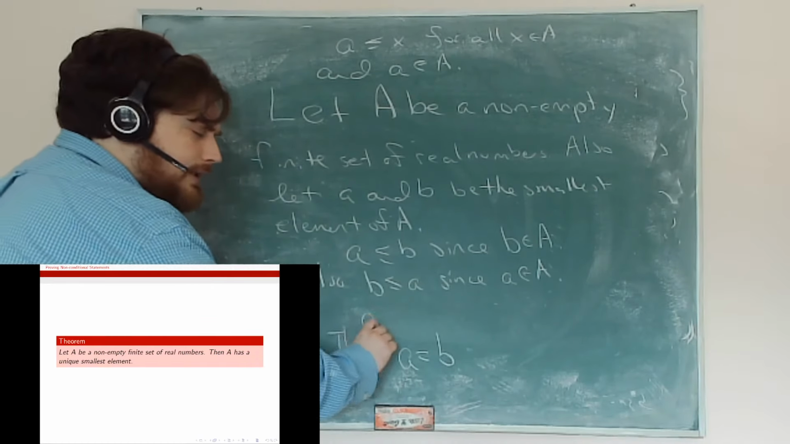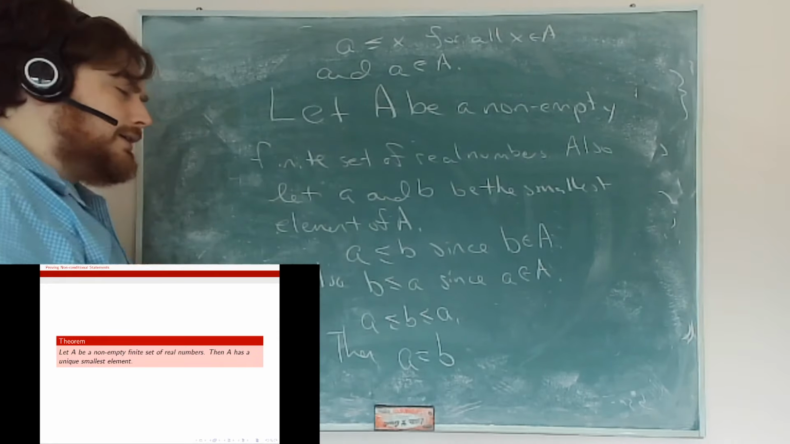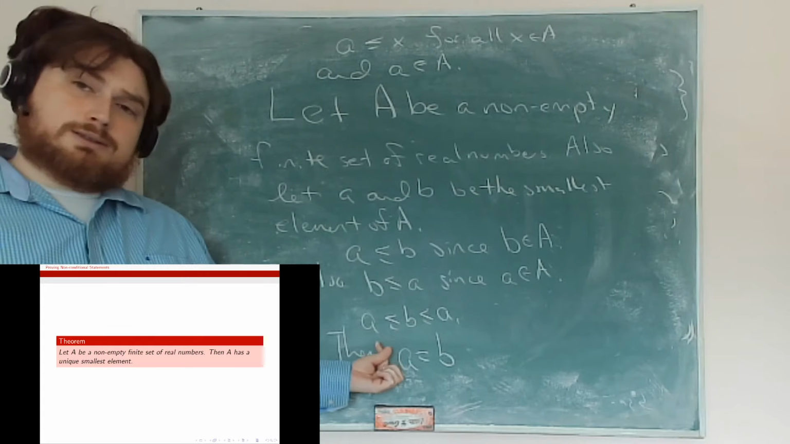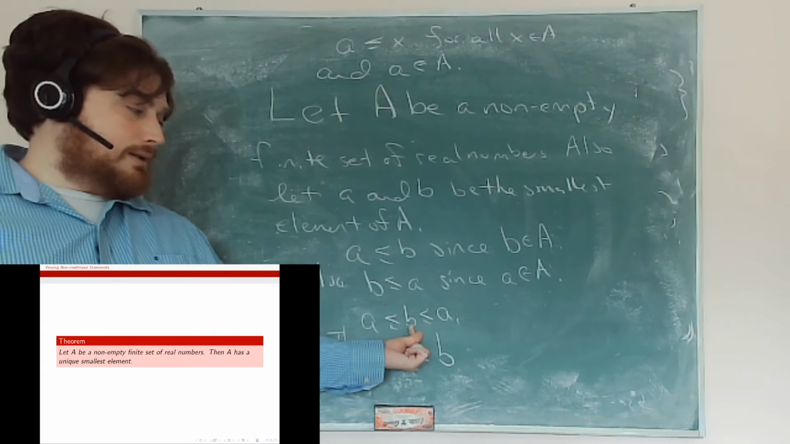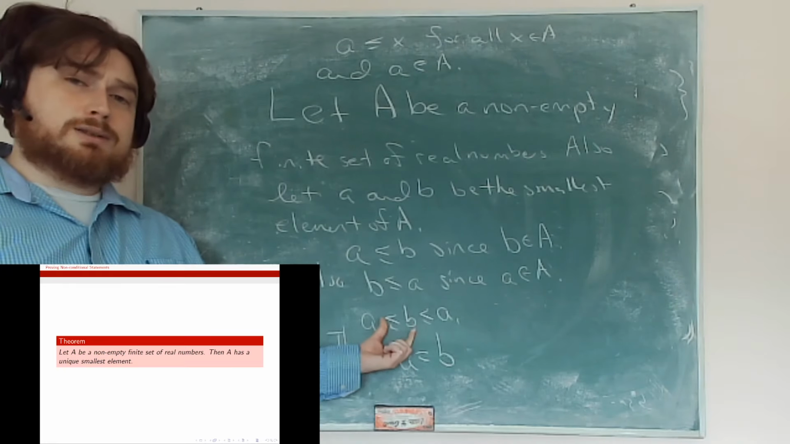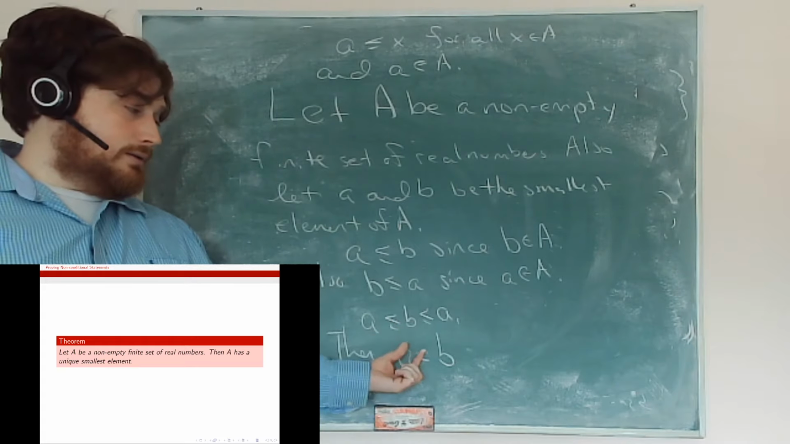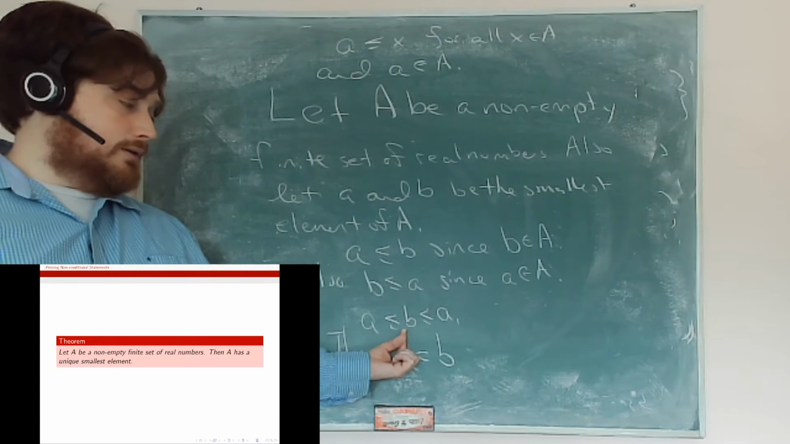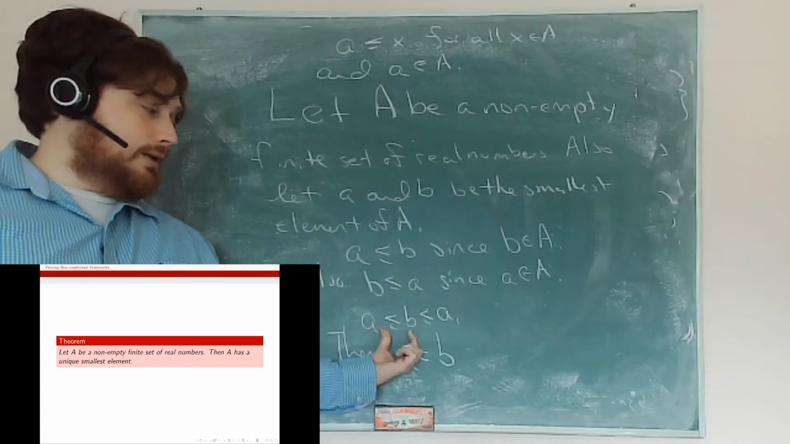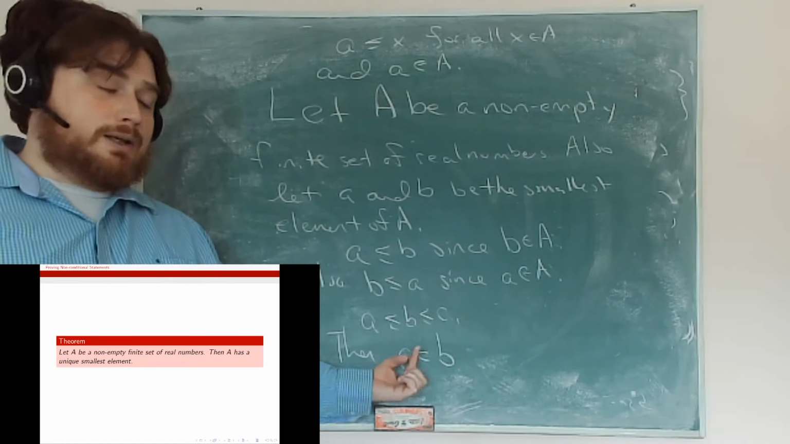Hence, what I get is that A is less than or equal to B is less than or equal to A. So what this means is that, well, notice that B can't be different than A, because if B was strictly bigger than A, that'd be a contradiction. If B was strictly smaller than A, that'd be a contradiction here. If it was bigger, it'd be a contradiction here. So the only way this is possible is if A is equal to B.